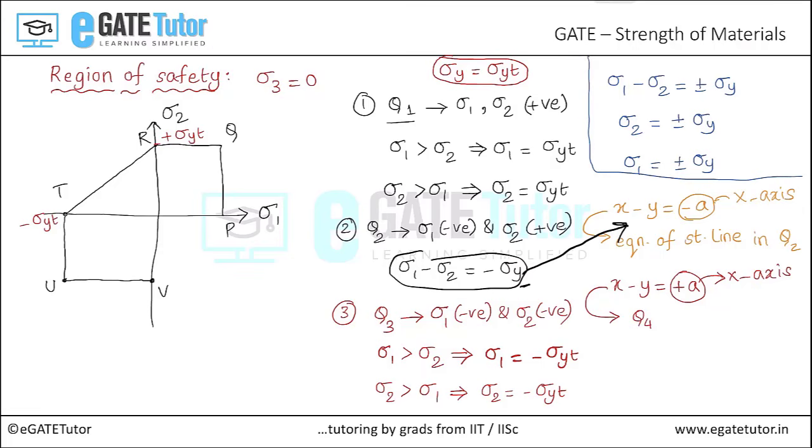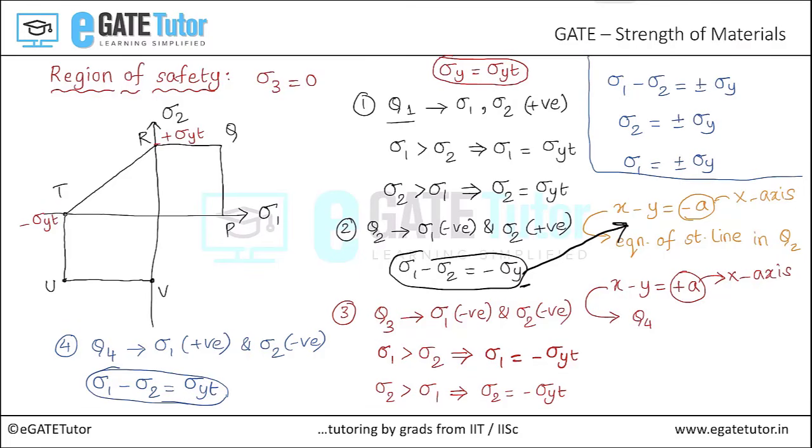Finally, let's move on to step number 4, where we will focus on quadrant 4. In quadrant 4, we know that sigma 1 is positive and sigma 2 is negative. In such case, the yield criteria according to maximum shear stress theory becomes sigma 1 minus sigma 2 is equal to sigma yt. When we compare this with this equation, where x is equal to sigma 1, y is equal to sigma 2, and plus a, which is the intercept on x-axis, is equal to yield stress in tension. So when we represent this particular criteria on the region of safety diagram, we get a straight line.